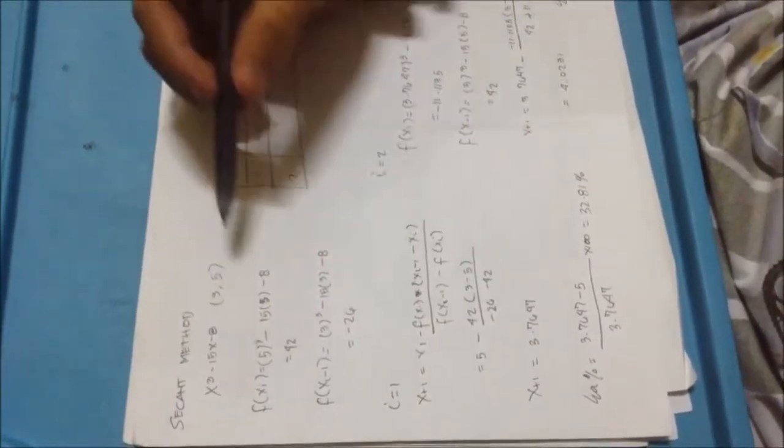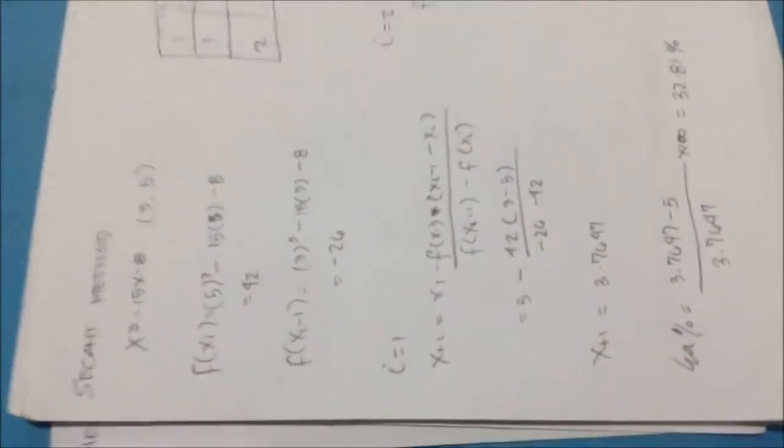In numerical methods, we are using different kinds of methods to find the roots of given functions. The procedure and the algorithm of these functions, or the examples, are the secant method. First, we are given the equation x cubed minus 15x minus 8, and the initial guesses are 3 and 5, which are x sub 0 and x sub 1. It's just two points.